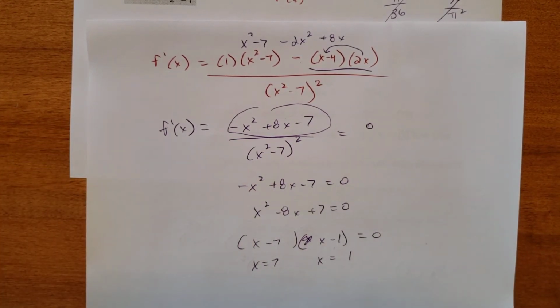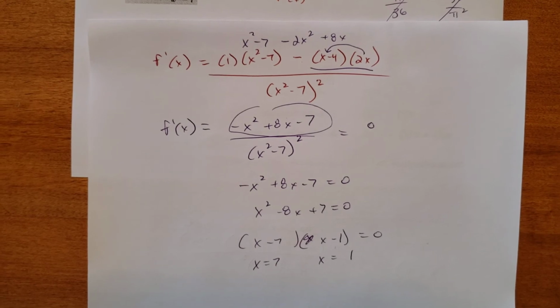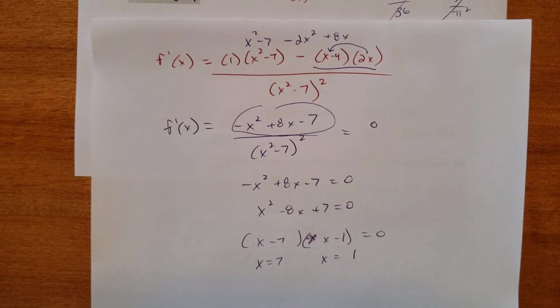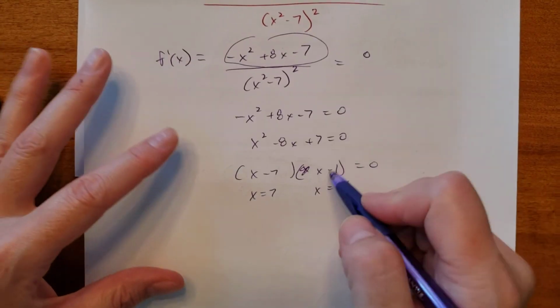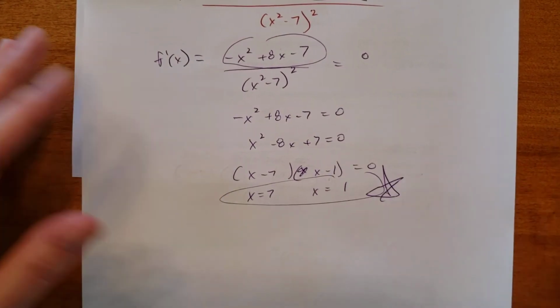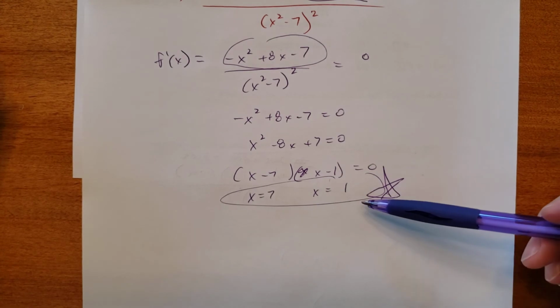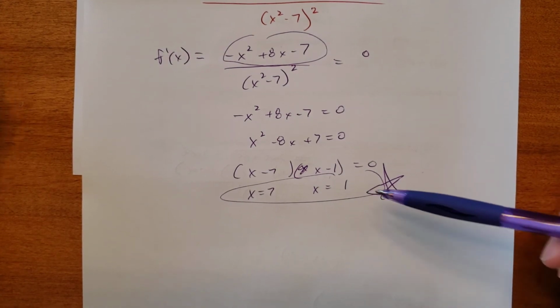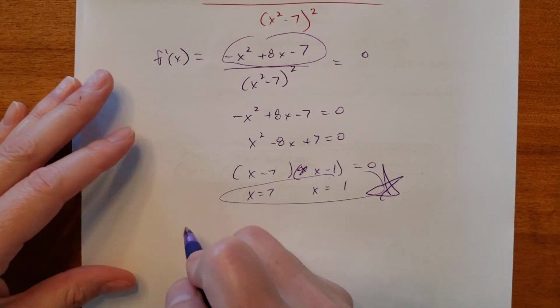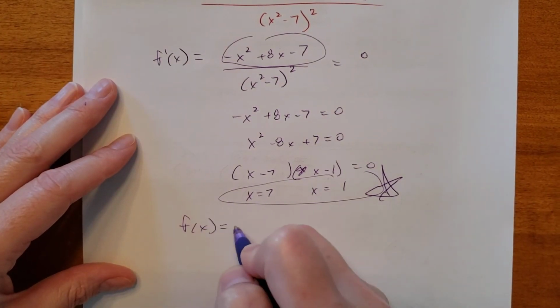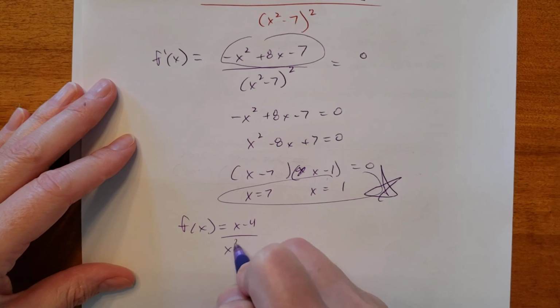And they want to know at what points those were equal to. It said what points on the graph. When they say the graph, they mean the original graph, f of x. So this is when you need to be careful. Caution: don't plug those points back into the derivative to find the point. You need to plug those points back into the original function. And the original function was x minus 4 over x squared minus 7.